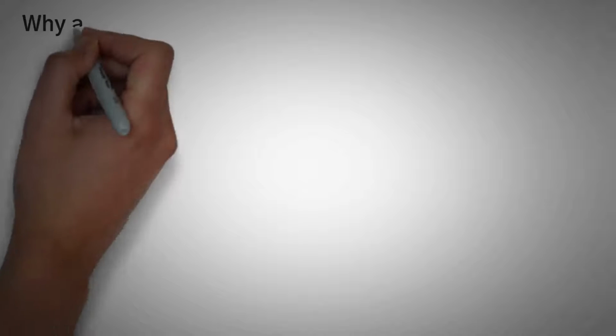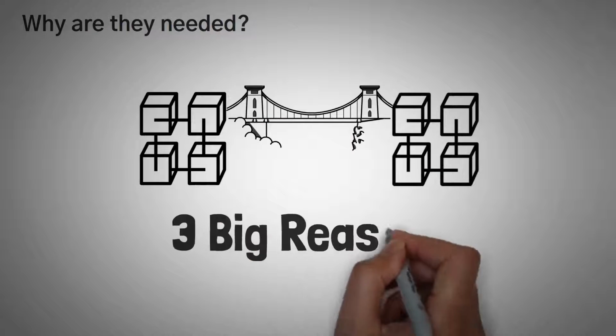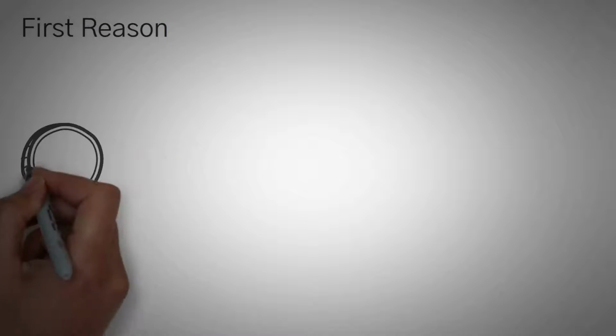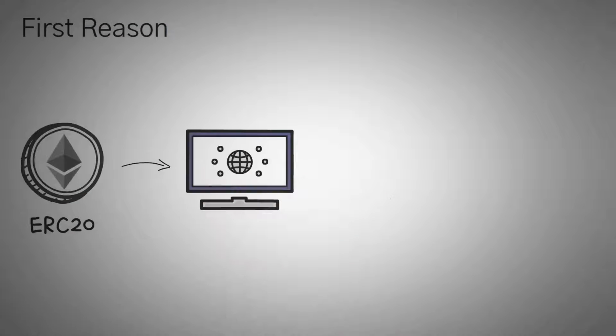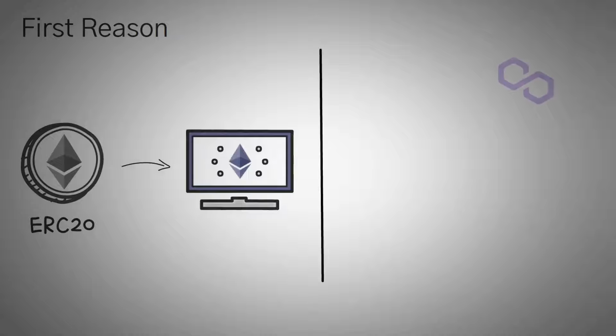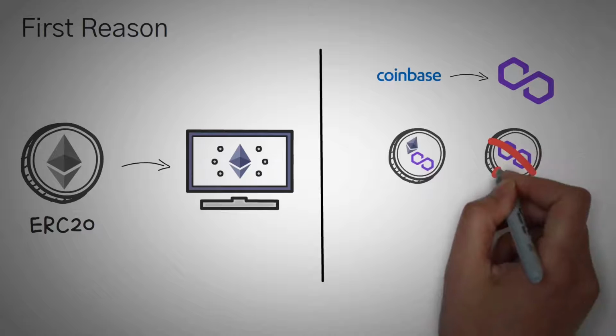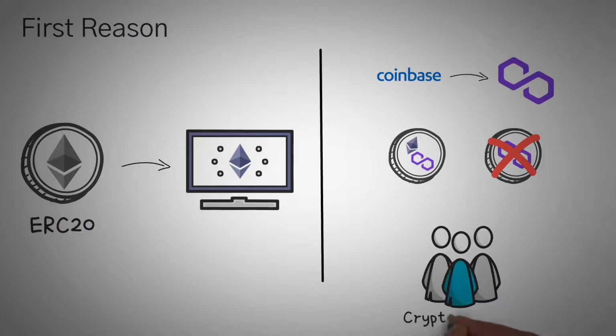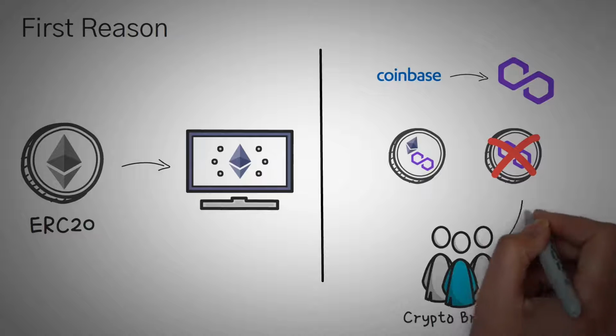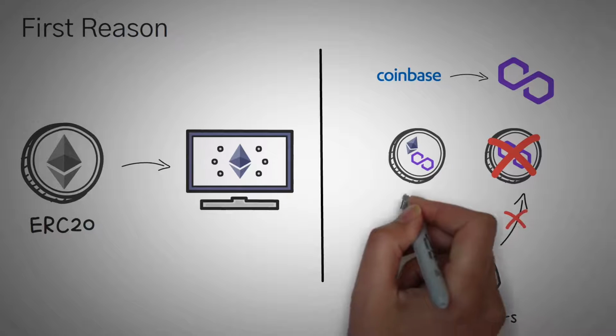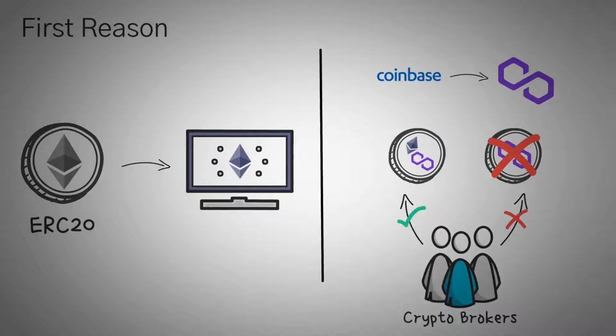Now you might be wondering, why are these needed? Well, bridges are currently needed for three big reasons. One is because most of the ERC20 tokens that you buy right now are native to the Ethereum network. This means even if you have Polygon or Matic on Coinbase, they give you an Ethereum version of Polygon or Matic instead of the true Polygon token on the Polygon network. Major cryptocurrency brokers literally do not sell native tokens. Instead, they sell tokens on the Ethereum network. This means you are not getting the true coin.